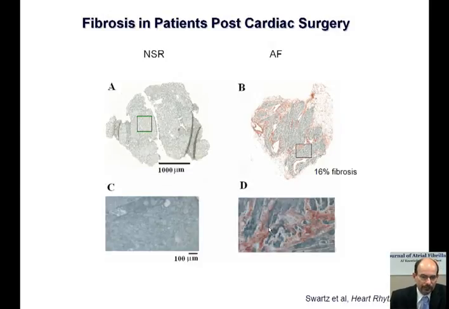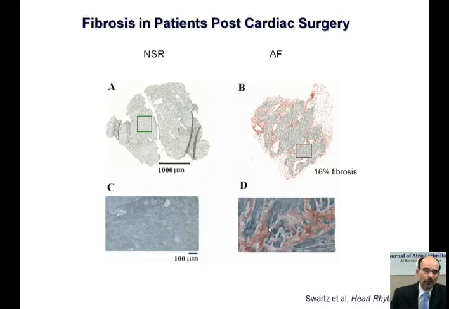We looked at the percentage of fibrosis in comparison with the development of atrial fibrillation, and what we found is that in those patients who remained in sinus rhythm, there was no difference between the amount of fibrosis in the left and the right, which was a little bit less than 5% overall. However, in those patients who developed atrial fibrillation, there was a significant increase in the amount of fibrosis in the left atrium, on average about 10 or 11%.